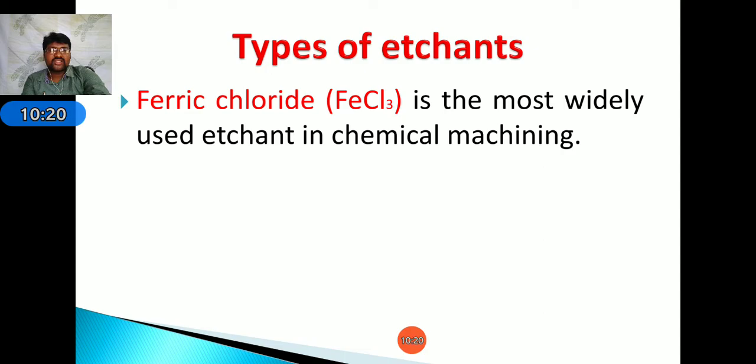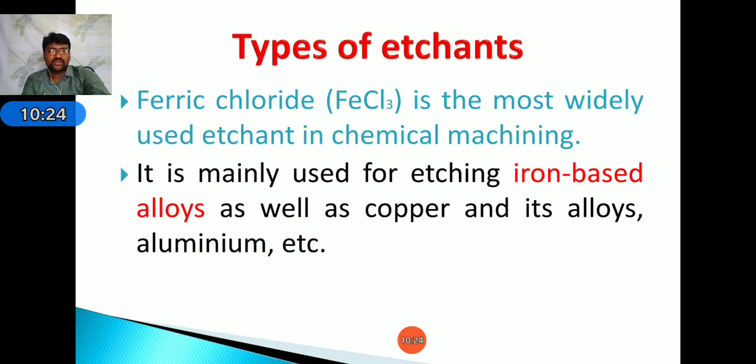Next, coming to types of etchants, that is ferric chloride. It is the most widely used etchant in chemical machining. It is mainly used for etching iron based alloys. Mainly we are using iron based alloys mostly. It is also used as an etchant for copper and its alloys, aluminum, etc.